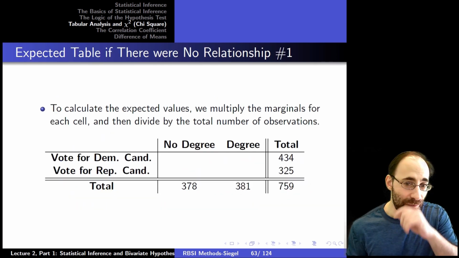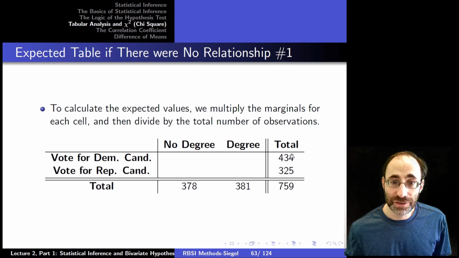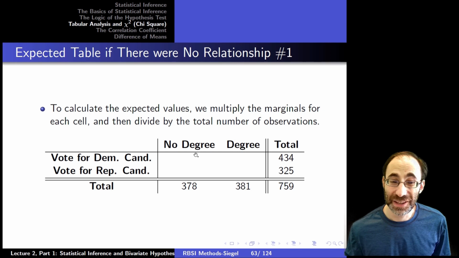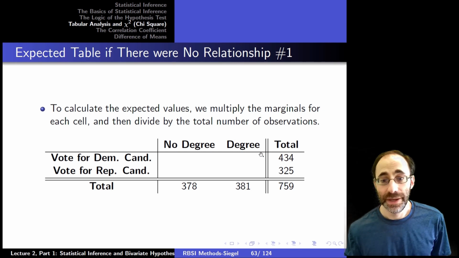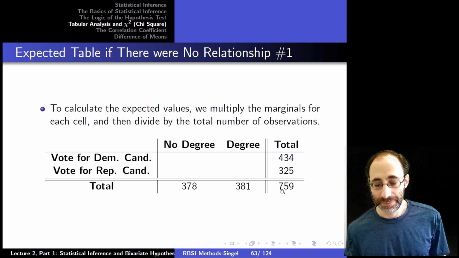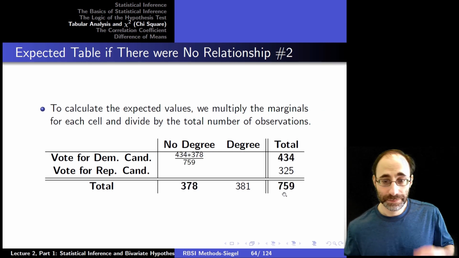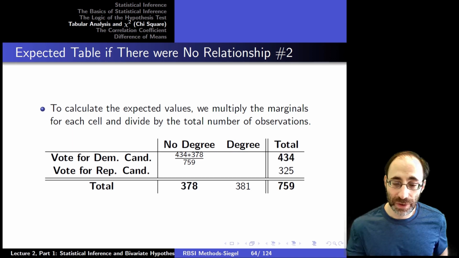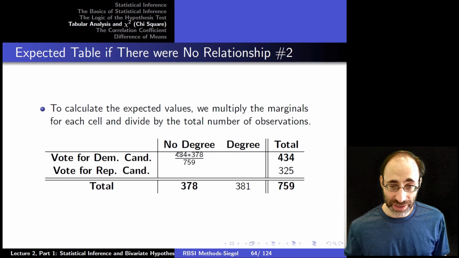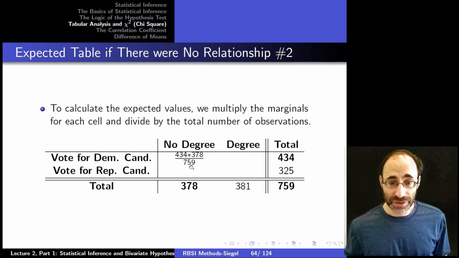So how do we do that? Okay, well, we're going to multiply the marginals for each cell and divide by the total number of observations. So to figure out what the expected number in this cell is, we multiply 434 times 378 and then divide by 759. Now, why is that? Well, if you look at this, this fraction is the fraction of individuals in the sample who voted for the Democratic candidate.